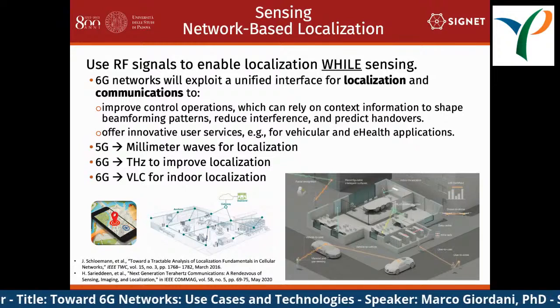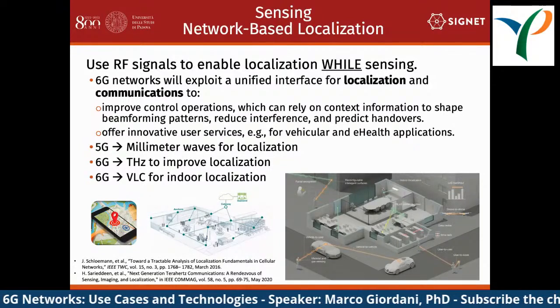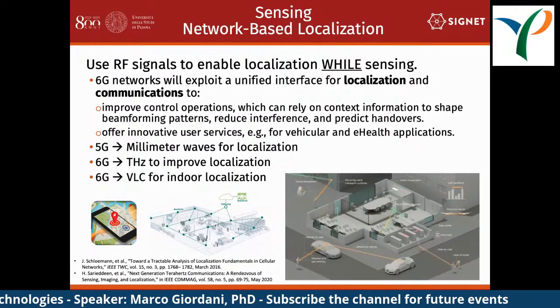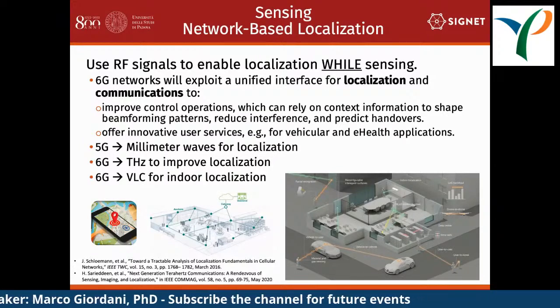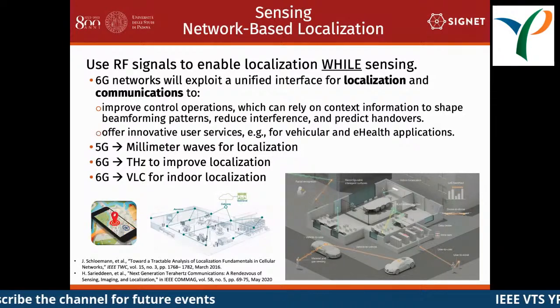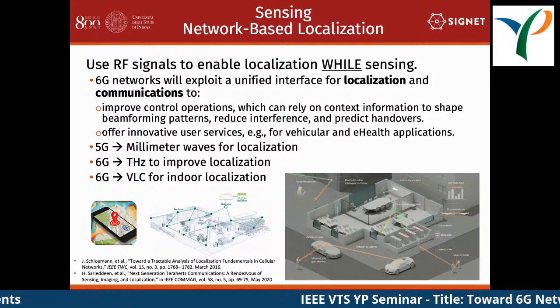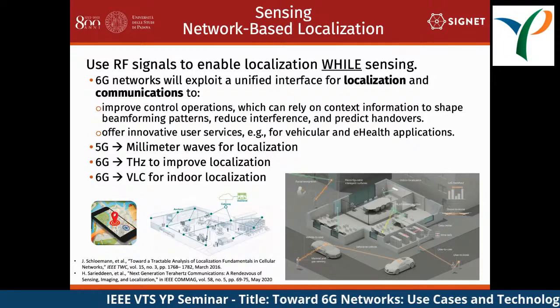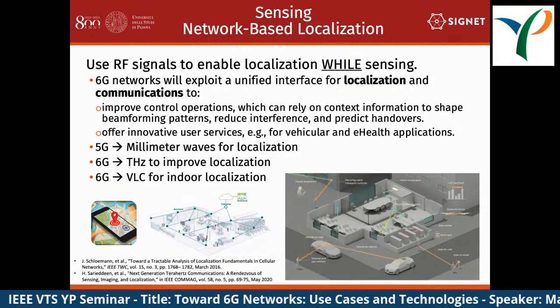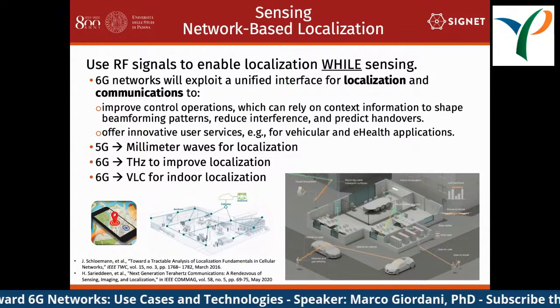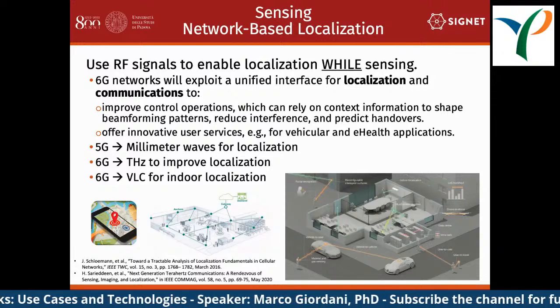And in this case, what you can do is exploit the radio frequency signal to enable localization and communication at the same time. So by using the high frequencies, you can create a map of the environment and you are achieving sub-centimeter accuracy. At high frequency, the wavelength is very short and the accuracy of localization will be proportional to the wavelength. So if you reduce the wavelength, you will also increase the accuracy of the estimate.